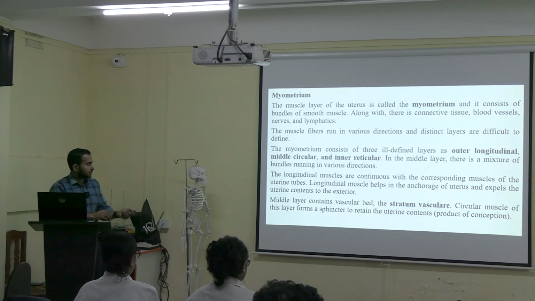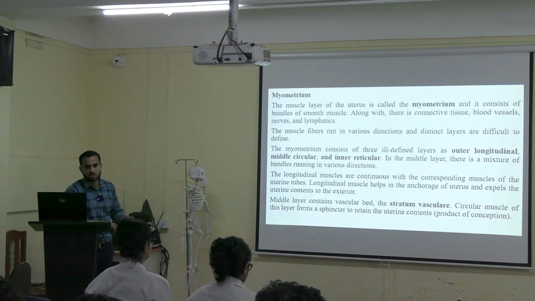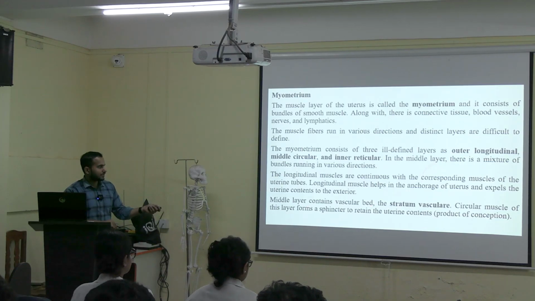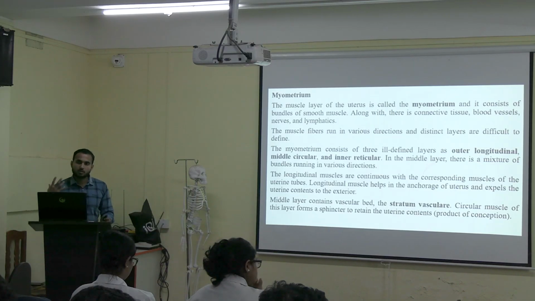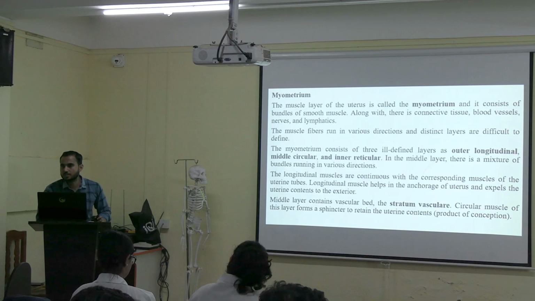Each layer has a different function. As you can see, longitudinal muscles are continuous with the corresponding muscles of the uterine tube. This will help in anchorage of the uterus and expel the uterine content to the exterior. Expelling the uterine content is done by the longitudinal layer. The middle layer, where the vascular bed is present, is called the stratum vasculare. The circular muscle layer forms a sphincter to retain the uterine content, and along with that the blood vessels are also present in the middle layer.